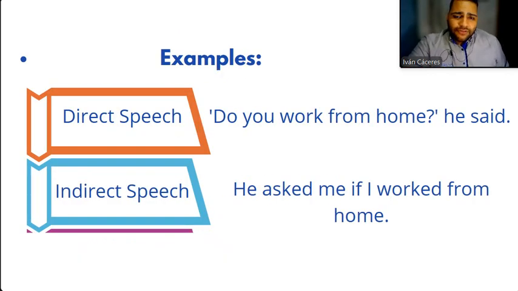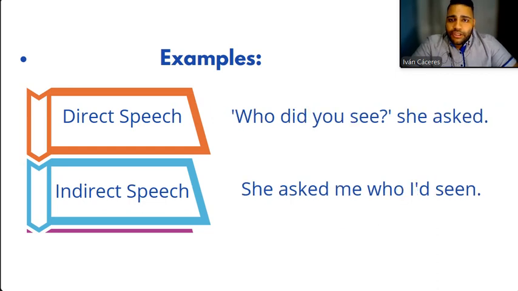Now here you have some examples. Of course, we're still working with yes and no questions in this case. It says, "Do you work from home?" he said. This is in direct speech. And in indirect speech, it would be, "He asked me if I worked from home." Again, we are replacing the "do" in the question with an "if". He asked me if I worked from home. Remember that we talked about "if" when we talked about conditionals. He asked me if I worked from home. Good.